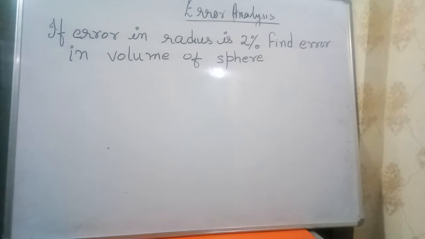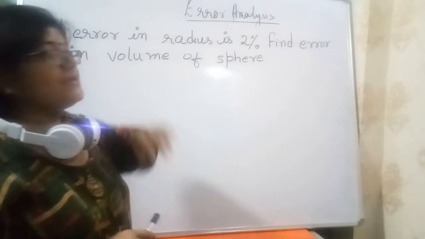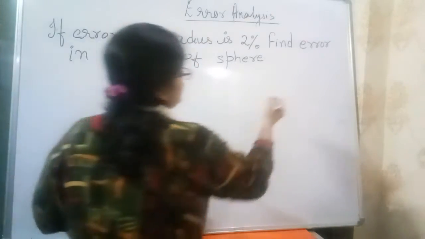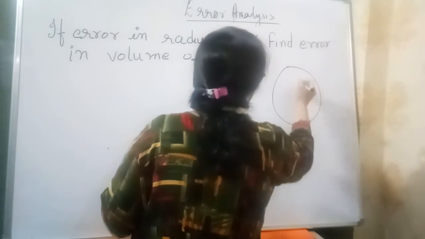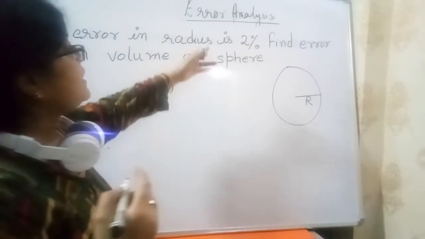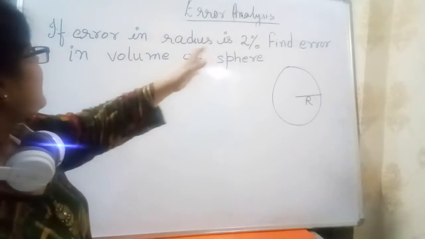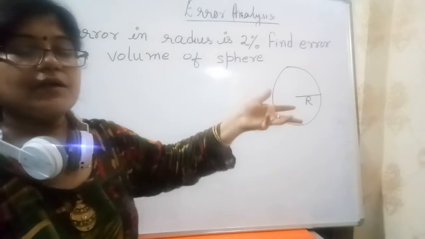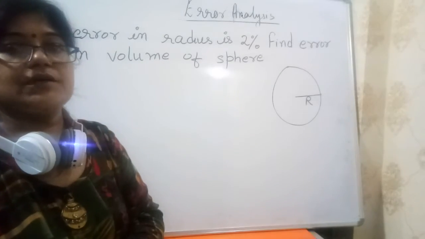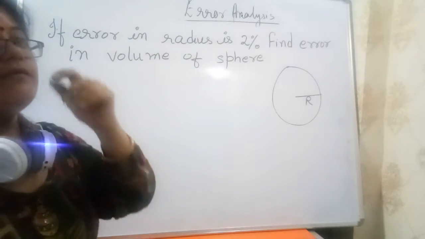Now see one more question on your blackboard. We have the question just like this. If the error in radius is 2%, that means there is a circle which has some radius, but when we measure it, there is an error of 2% in measuring the radius. Then find the error in the volume of a sphere. When we find the volume of a sphere, what is the effect of this error on our result?